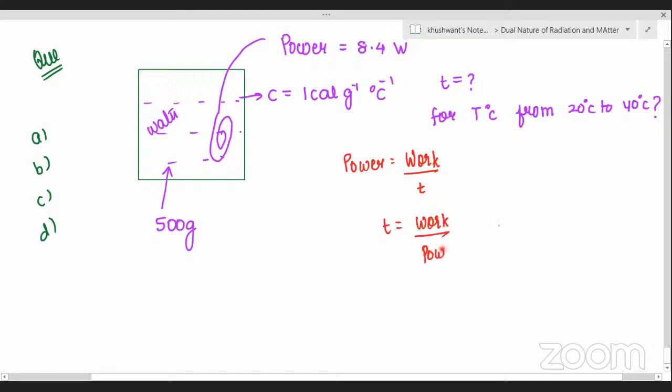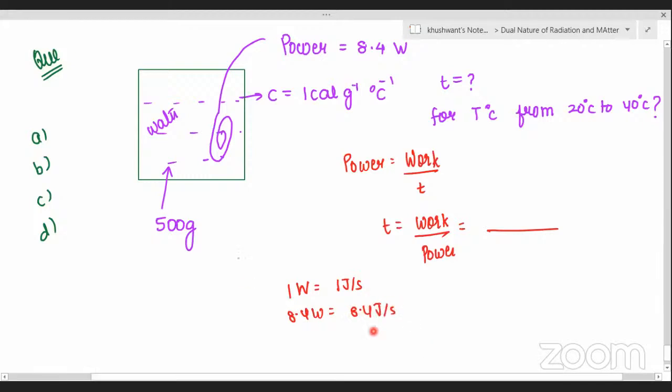So what is the power given to us? Power is given as 8.4 watt. What does 1 watt mean? 1 joule per second. So which means that 8.4 watt would mean how much joules per second? 8.4 joules per second, correct, Tanisha? Yes. 8.4 joules per second.